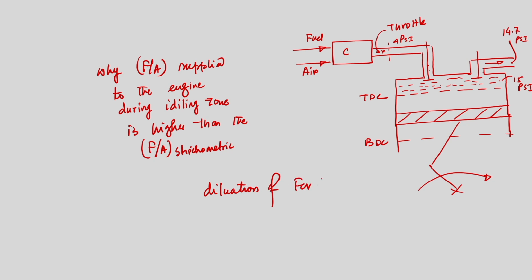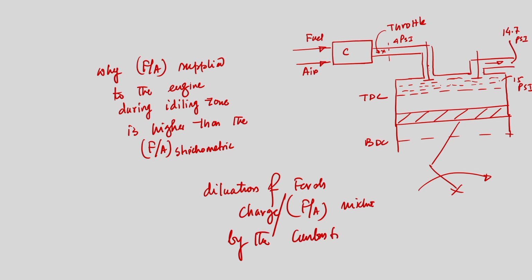This is what is known, very important, as dilution of the fresh charge, that is the fuel-air mixture, by the combustion gases. The combustion gases from the previous cycle will definitely dilute the fresh charge. Not only that, they will create an obstacle for the fresh charge which is going to come in the first stroke of the next cycle, and those effects will be there.